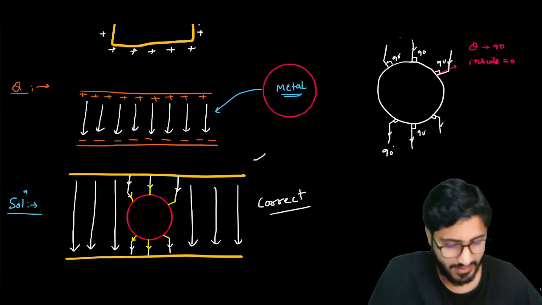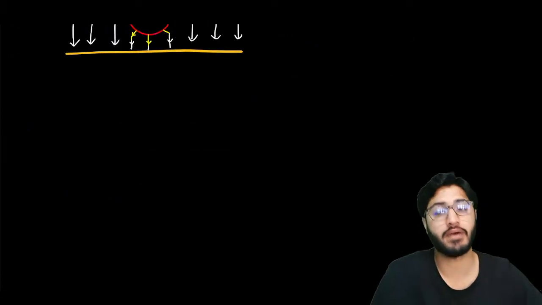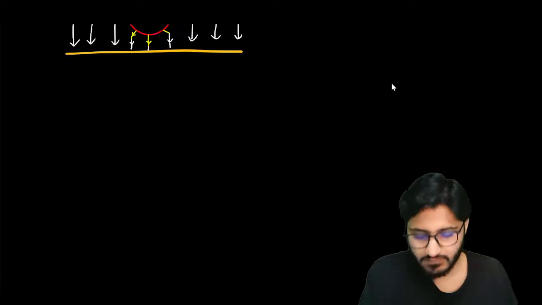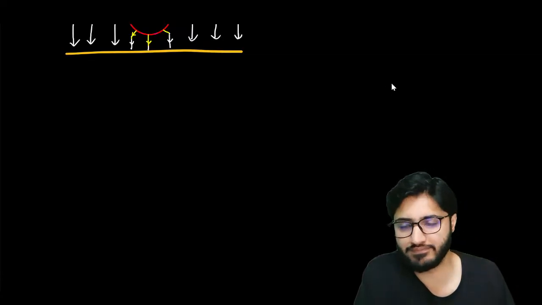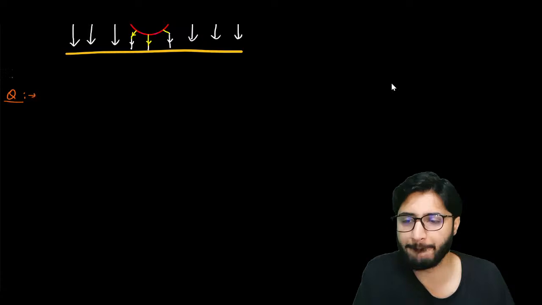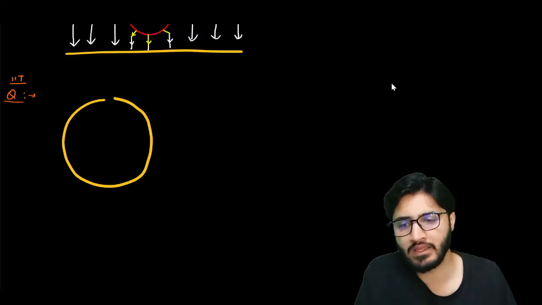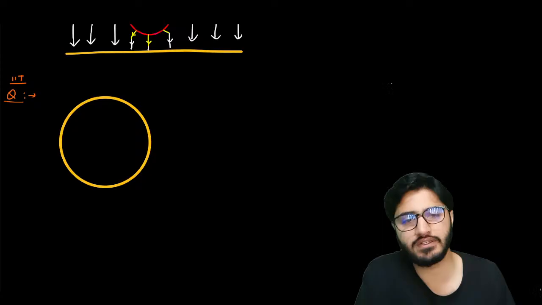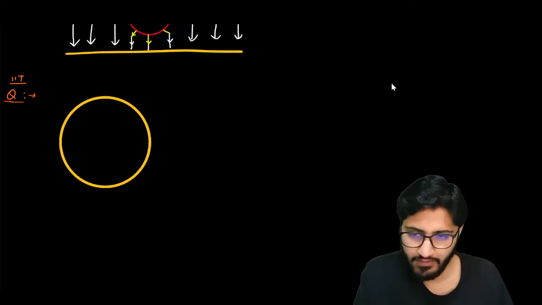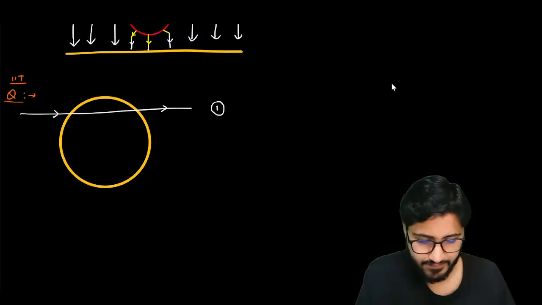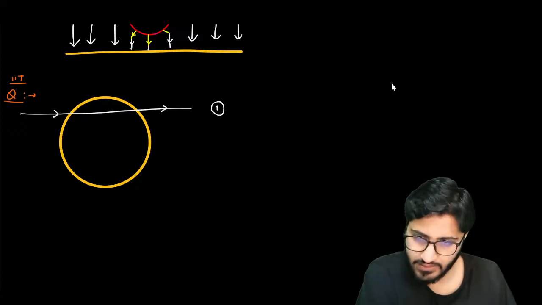Okay, let us do a numerical from IIT. We have a couple of numericals from IIT. So you will just feel how this particular one is important. Very simple. If we have a metal body like this, okay, we have three representations. One line is going in this way. First line. Second line is going in this way.